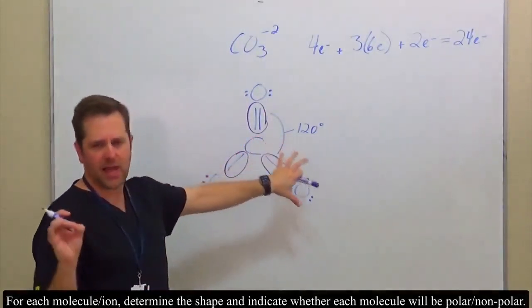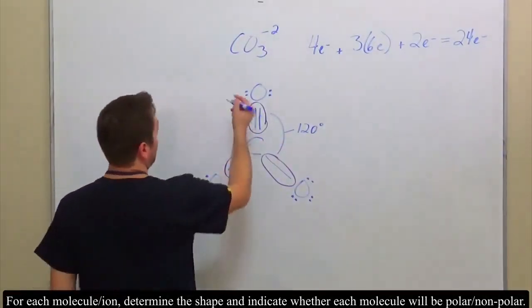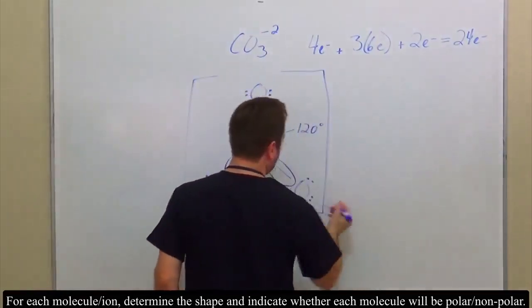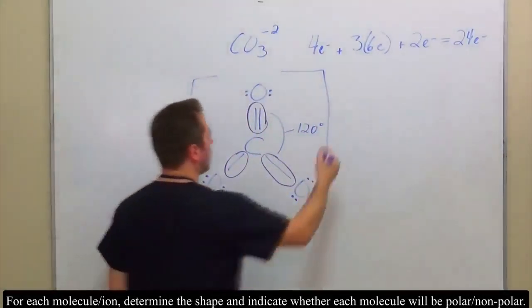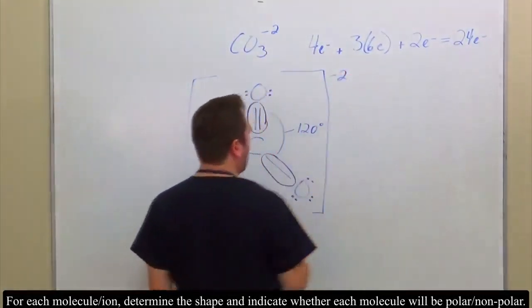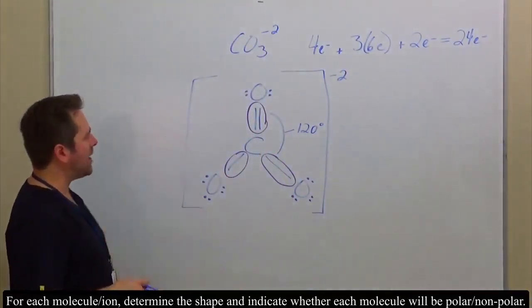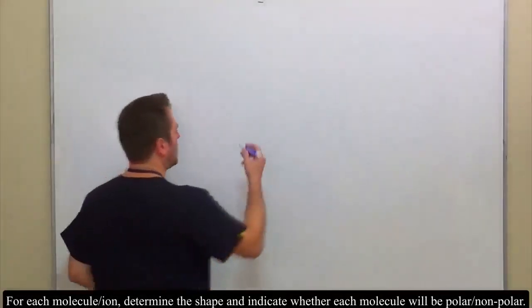But before all is said and done, remember the one last step that we have to take when we're drawing Lewis structures of ions. And that is, we have to set it off in brackets, and we have to indicate the ionic charge to the right, the upper right-hand corner, outside of the bracket. So there it is. That's complete. Again, this carbonate ion is nonpolar. Okay, ammonia, NH3.